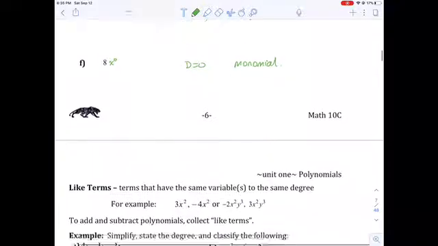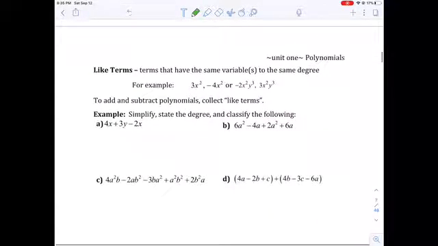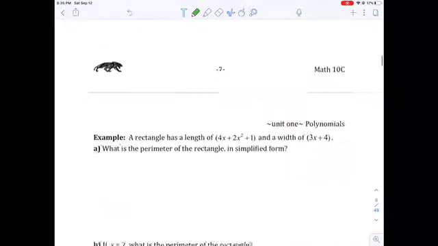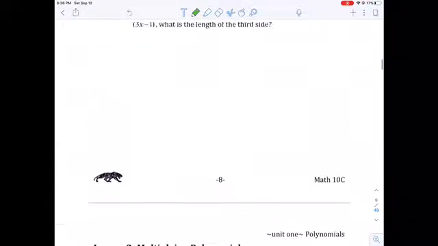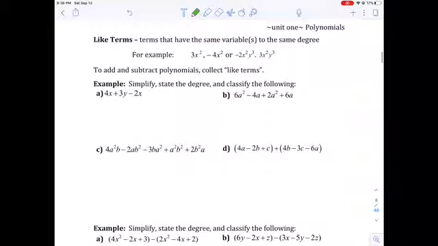There we go, monomial. Okay. So hopefully you understood that and followed along nicely. Let's look at combining like terms. This is the last big concept. This is a pretty long first lesson, but I think a lot of this is somewhat review from grade 9.